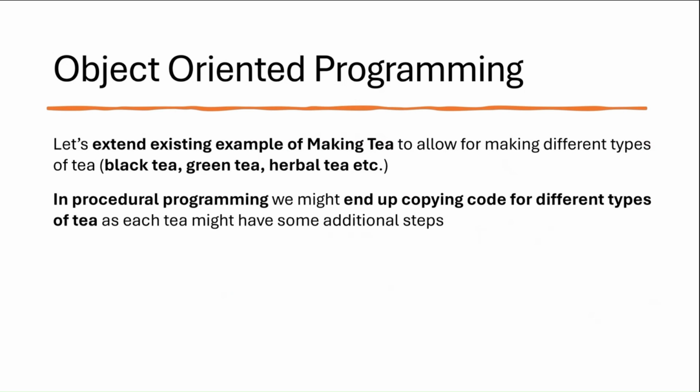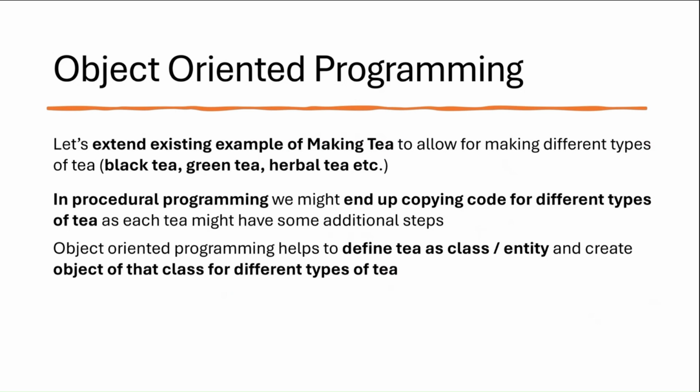Now what will happen in procedural programming? We saw that we define functions like boil water, all those things, right? For different types of teas, it is possible that we end up copying the same code, because some of the teas might have different functionality for, let's say, add tea leaves or add milk, something like that. So a different type of tea might have additional steps. Now how can this be solved?